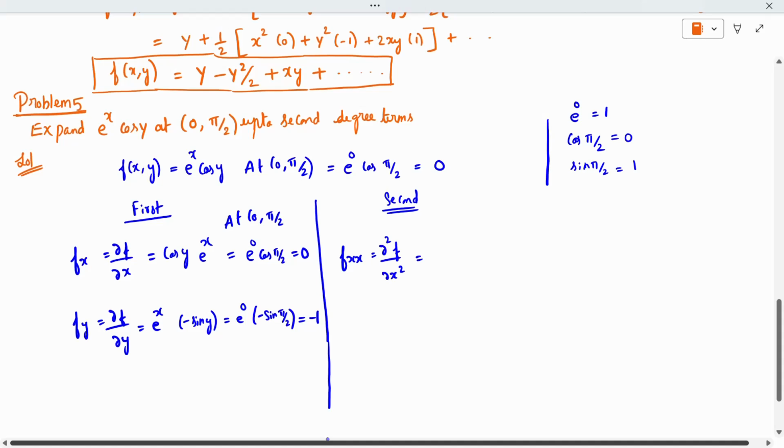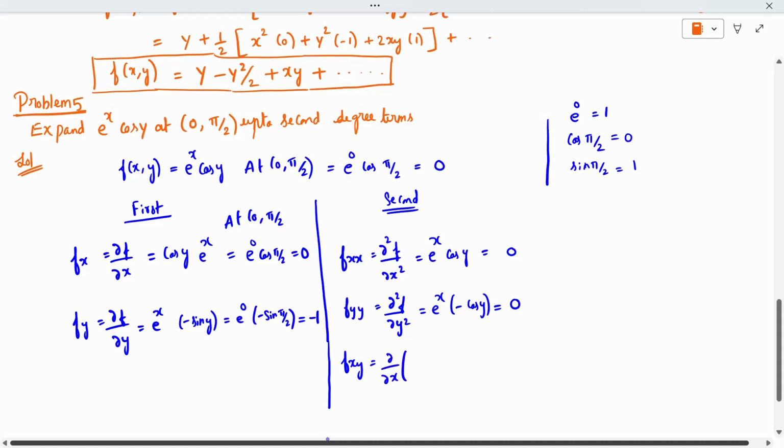Same way fxx, dou square f by dou x square. Now with respect to x only we are doing. So e to the power x stays e to the power x only, cos y is constant, so I will be getting 0 at the point. Then fyy, dou square f by dou y square, means differentiating once more with respect to y. E to the power x is constant, minus sin y gives minus cos y, so cos pi by 2 is 0. So 0.